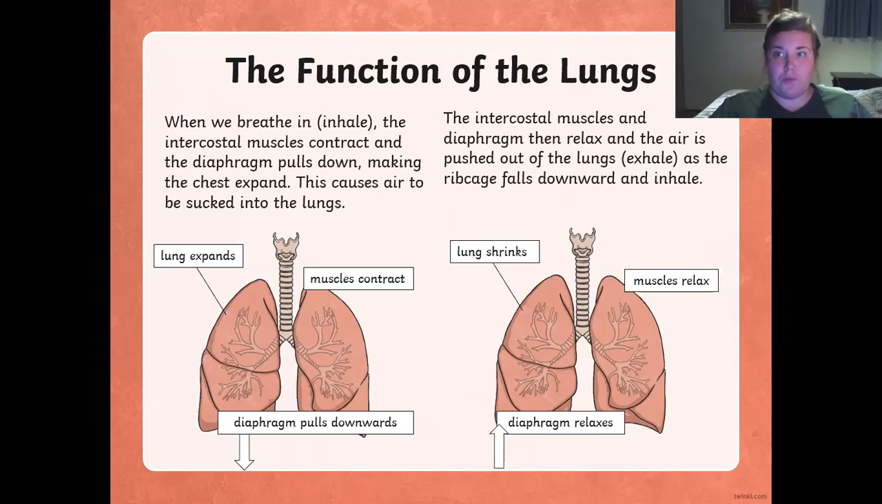So remember when I spoke to you about how when we breathe in, the intercostal muscles contract and the diaphragm pulls down. So this allows the chest to expand and it lets us suck in air. And then the opposite of that is exhaling, and this is when the diaphragm is relaxed and the air is pushed out of the lungs. It allows our rib cage to move downwards. We spoke about this yesterday though, so it's just a recap. There's nice diagrams here to show you: the diaphragm will pull down, the diaphragm will relax, the lungs shrink and the muscles relax, and the lungs expand and the muscles contract.